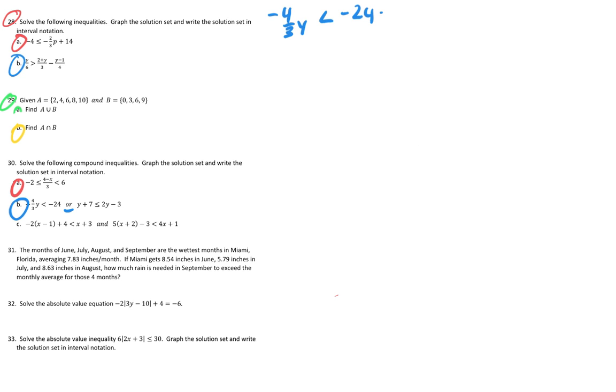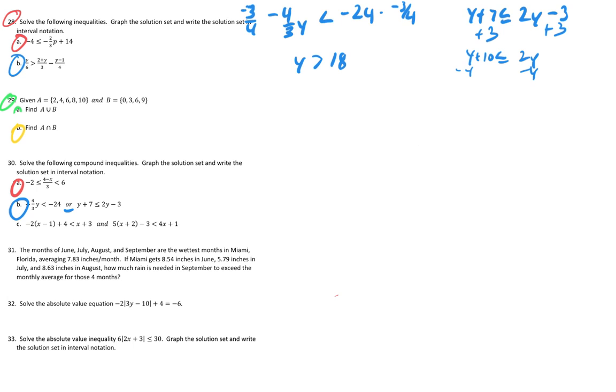Going to multiply both sides of this by negative 3/4. So we get that y, and when we do that, it will switch the sign, greater than positive 18. Okay. Now we're going to do the y plus 7 less than or equal to 2y minus 3. We'll add 3 to both sides. We'll get y plus 10 less than or equal to 2y. Subtract y from both sides. We'll get 10 less than or equal to y.